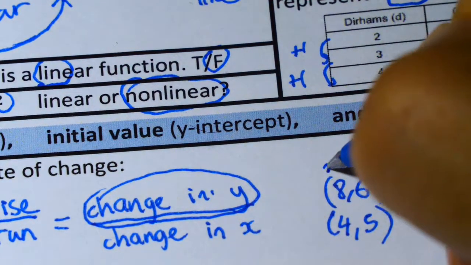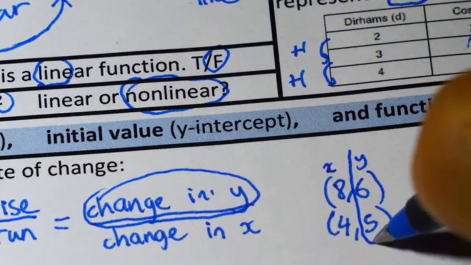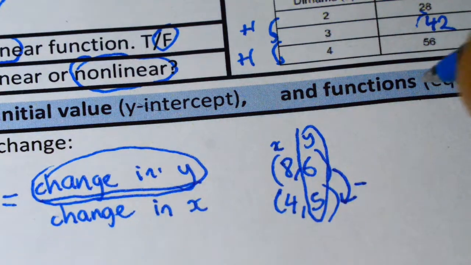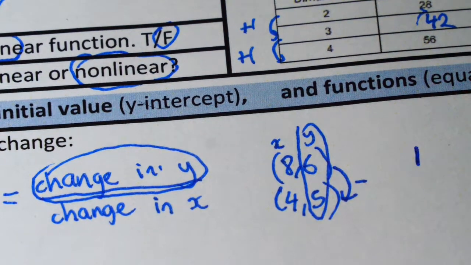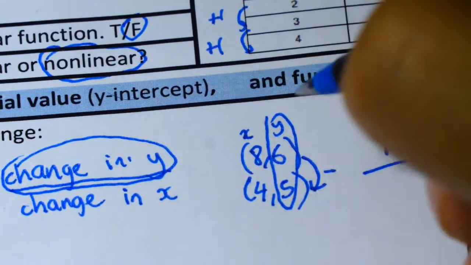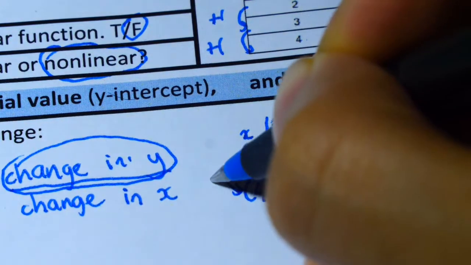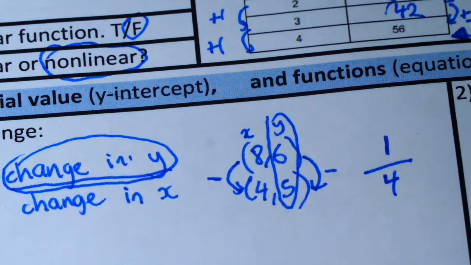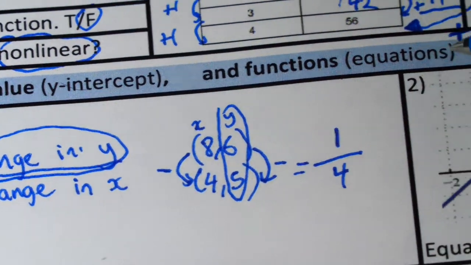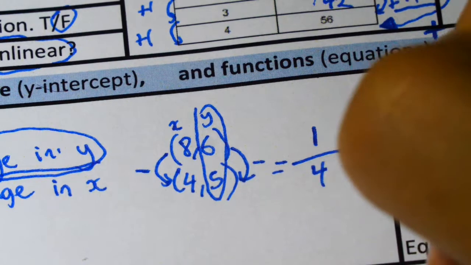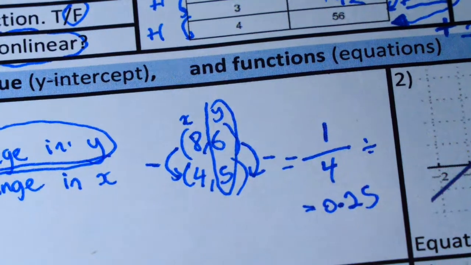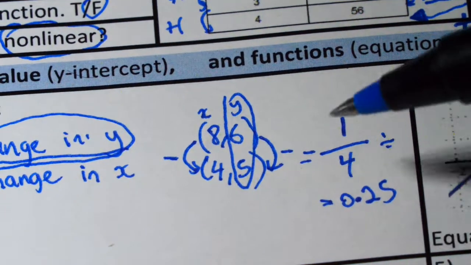The first thing I want is the change in y. So this is my x, this is my y. I want the change in y. So I'm going to do 6 minus 5, that's 1, over, now I want the change in x. This is my x, so 8 minus 4 is 4. So my slope or my rate of change is 1 over 4. Or if we divide this, 1 divided by 4 is the same as 0.25. So this is my answer for the rate of change.